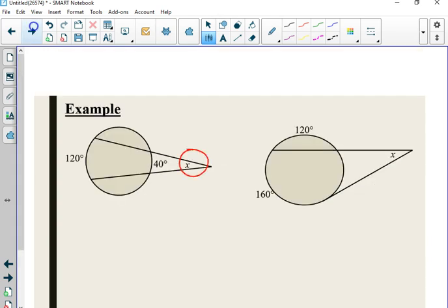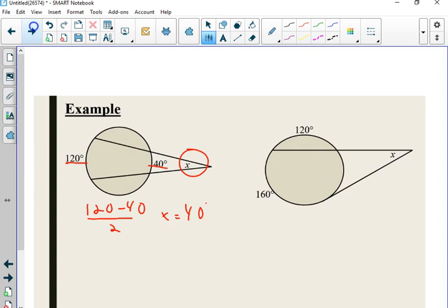So outside, here's my two angles, 120 minus 40 divided by 2. X equals 40 degrees. 120 minus 40 is 80, divided by 2 is 40.